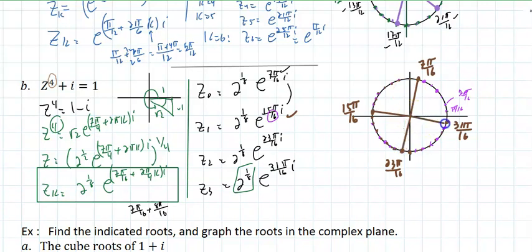And you notice those are 90 degrees apart, which is pi over 2 apart. And this is the 8th root of 2, the length of that. You don't need to label the length, you just need to label where those are.